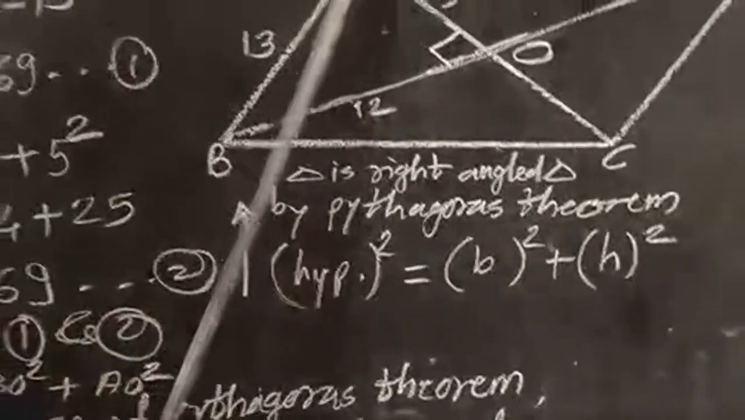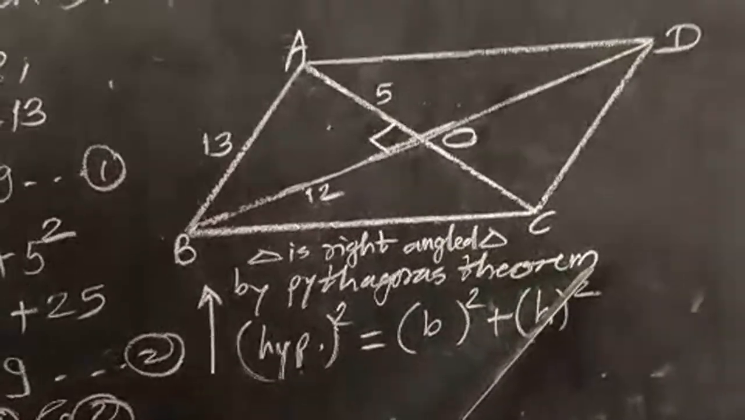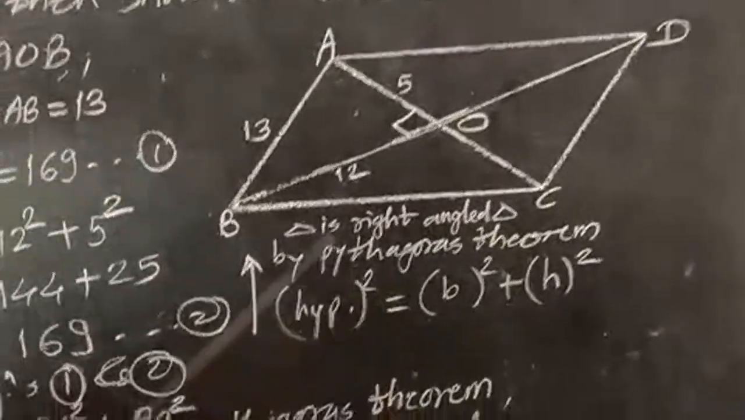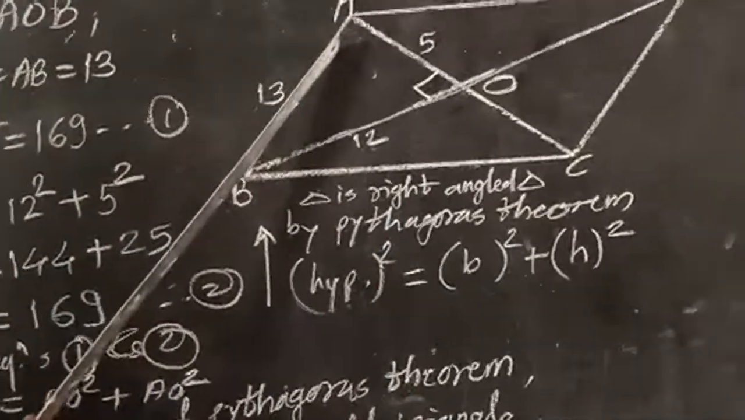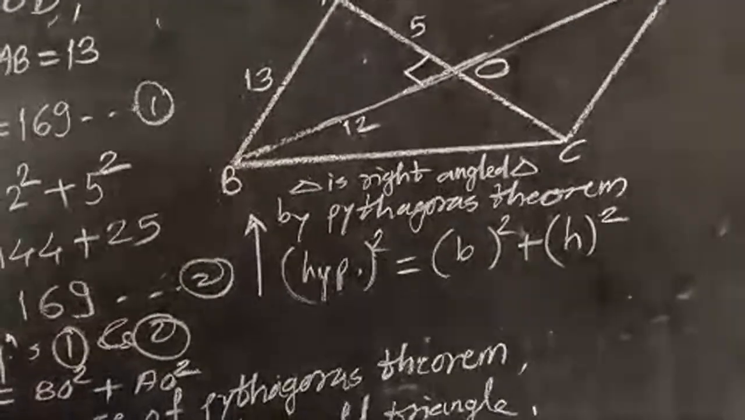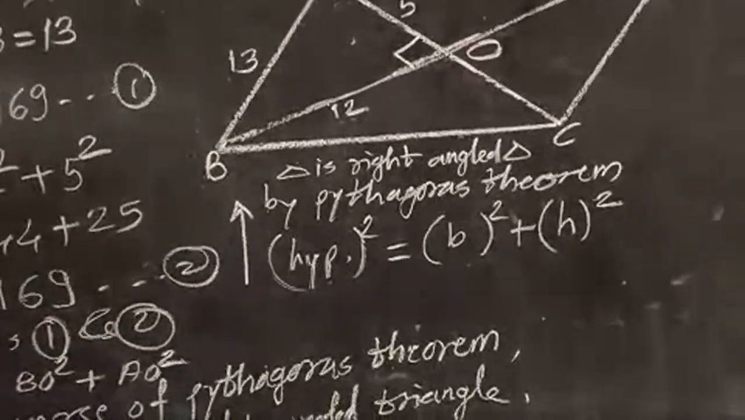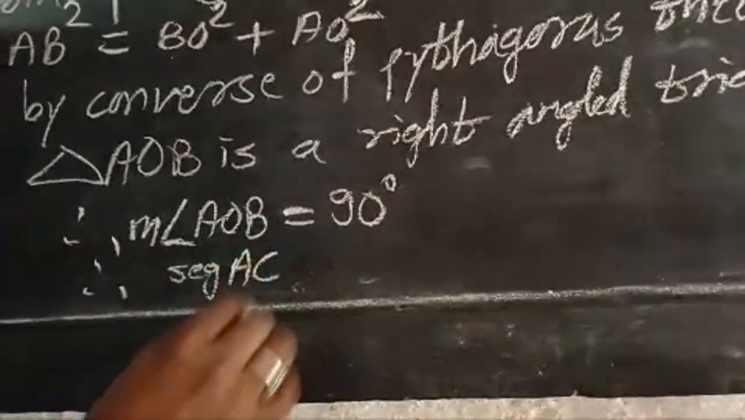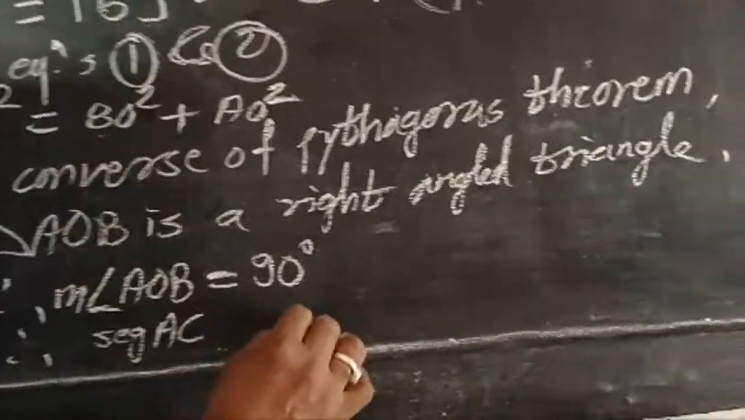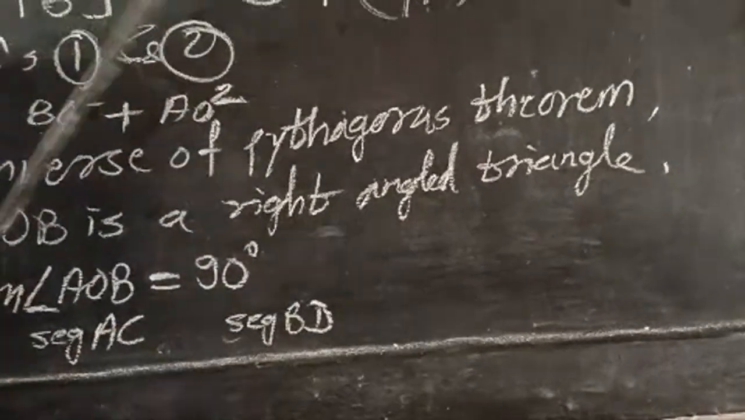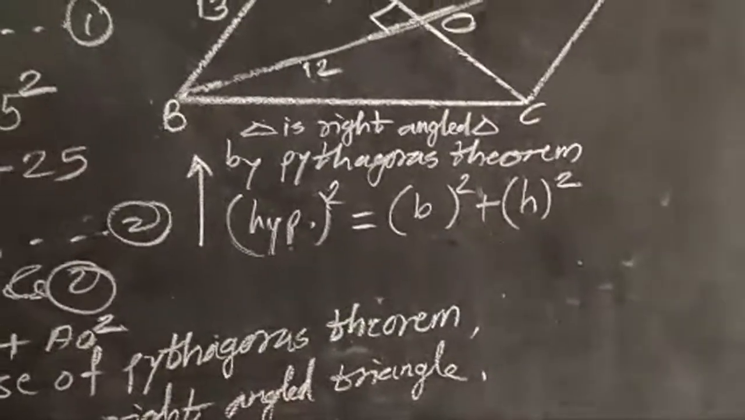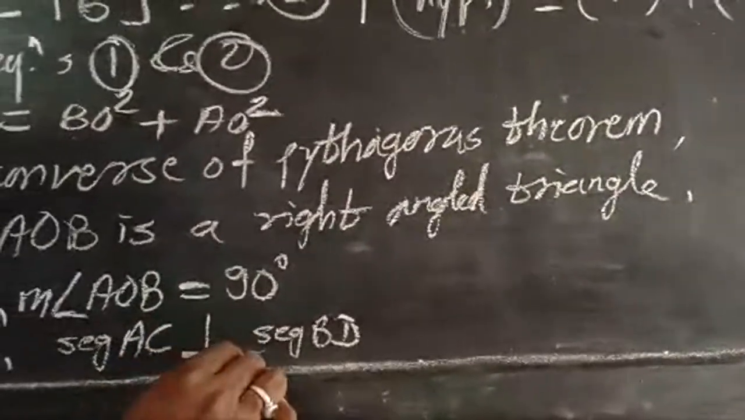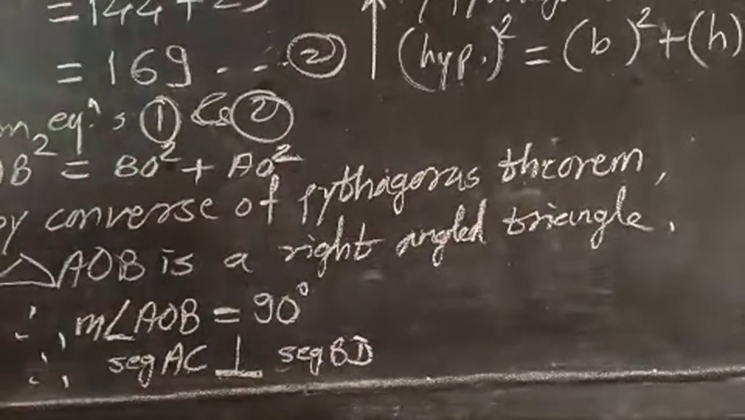Yes, the first diagonal is segment AC, and the other diagonal is segment BD. Means segment AC is perpendicular to segment BD. That is sentence 1.